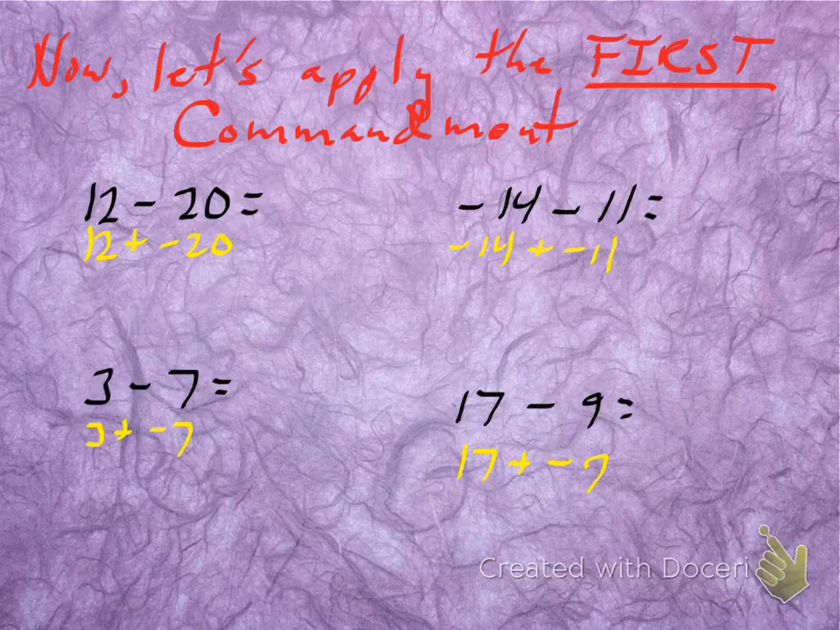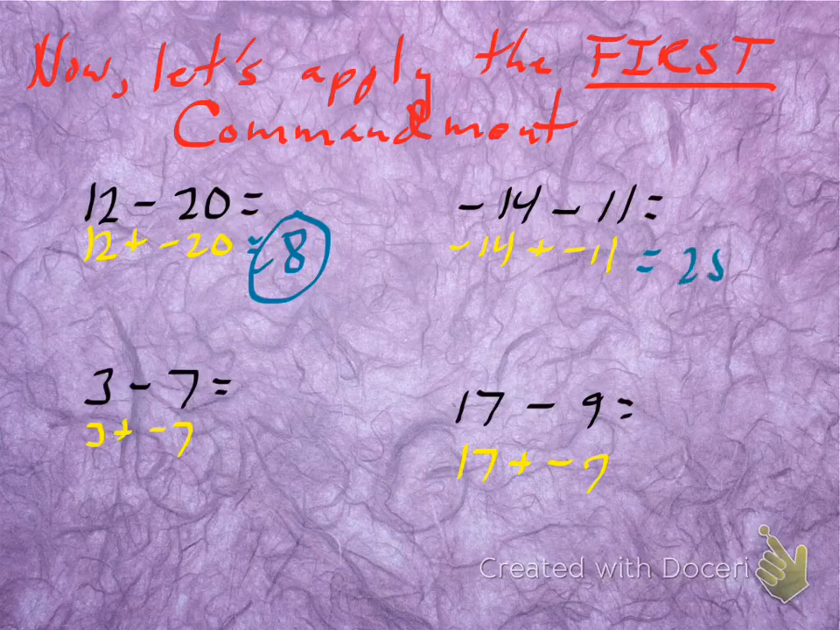12 plus negative 20. Using the second commandment, we see that they're different, so we're going to find the difference, which is 8. The third commandment says to keep the sign of the larger value, which is obviously the negative 20, and so we get negative 8. In the second problem going across, we have negative 14 and negative 11. Both of these are negative, so we're going to find the sum of 14 and 11, which is 25. They're both negative, so we get negative 25.